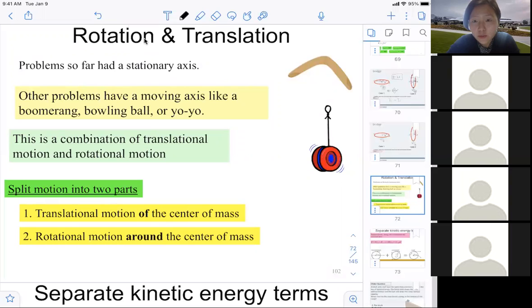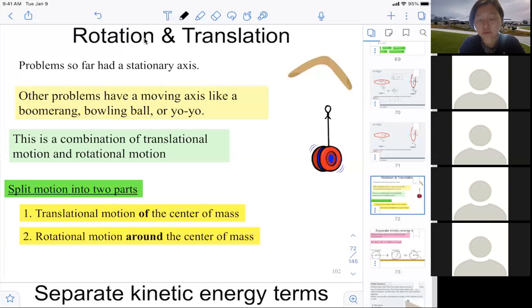There are a lot of problems that have a fixed stationary axis, meaning that you're rotating in the same location. But there are also a lot of other problems where you are rotating and also moving. So there's a rotation involved, and there's a translation involved as well. Like a yo-yo, or a marble rolling as it goes down a ramp, right? So it's rotating while translating. This type of problem involves a combination of translational motion and rotational motion.